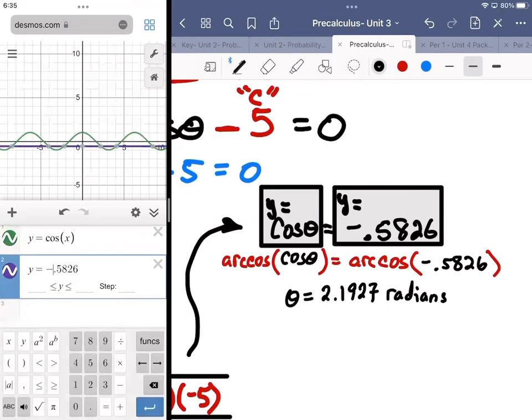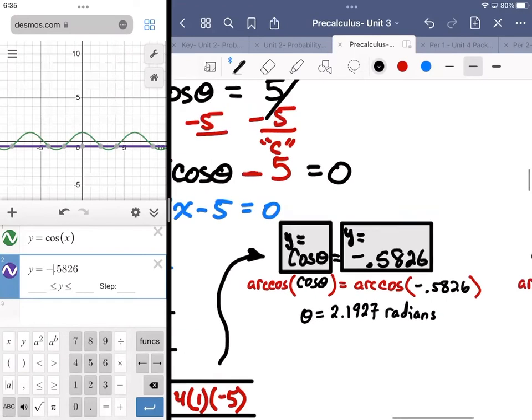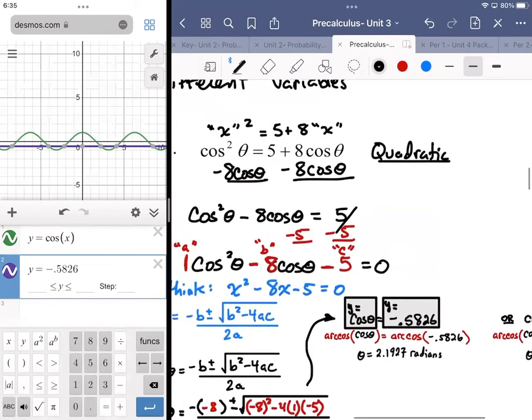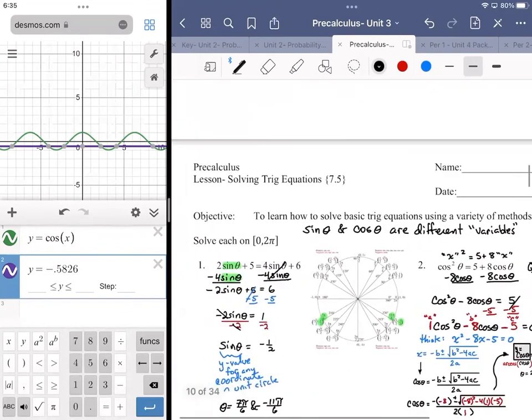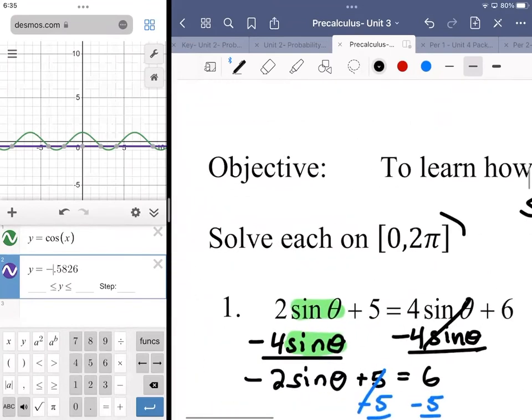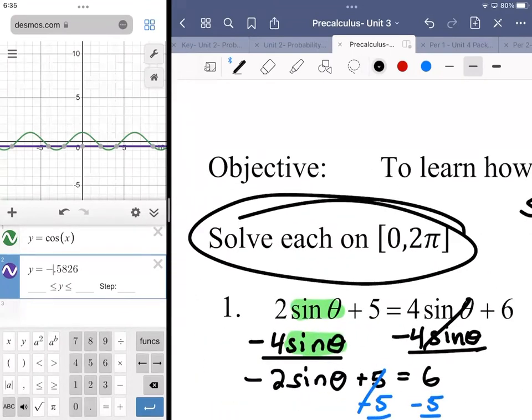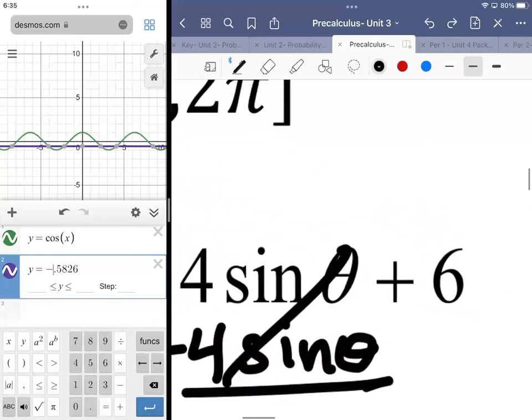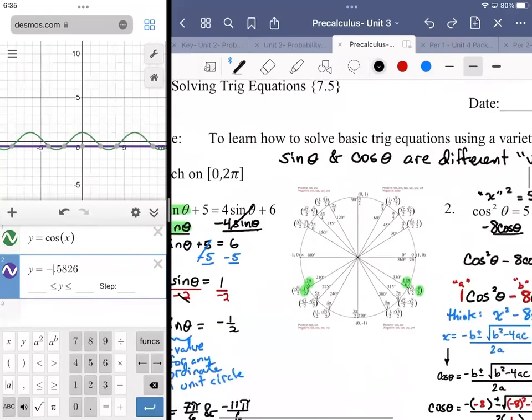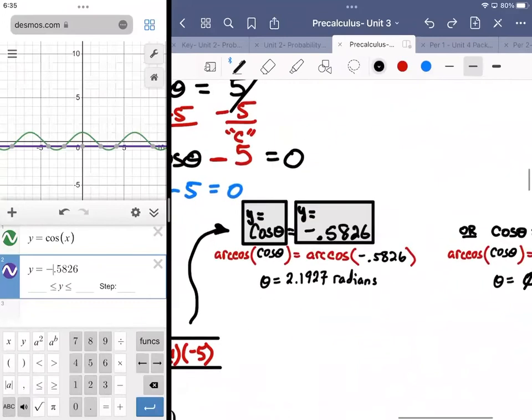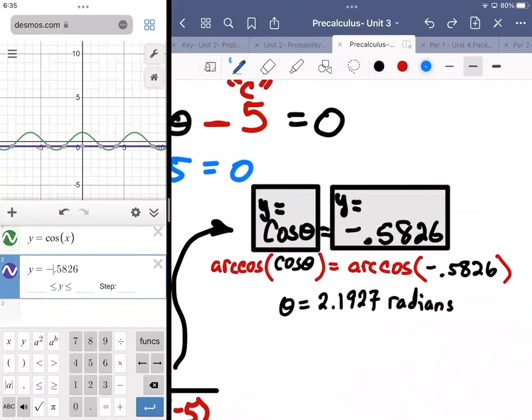All right. So the other side of the equation is negative 0.5 whatever, but I also want to restrict it so that it only goes to the appropriate values within the domain, right? They told me, way back here, to solve each on 0 to 2 pi, right? So that's what I would actually have to keep in mind. Let me zoom out before I zoom back in. But only on 0 to 2 pi.